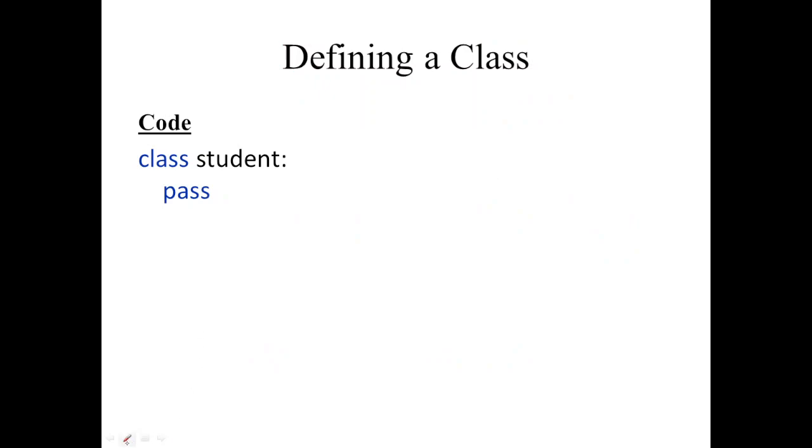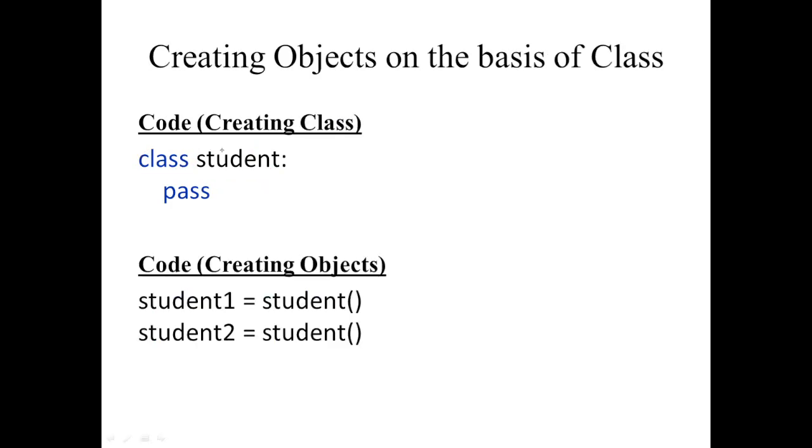So in this case we will first discuss how to define a class. A class is simply defined with the keyword class and a name such as student, or any other name can be used with this class. So this is the way to define a class. How do we create the objects? Whenever we define a class, we can create objects with it. Let's suppose we have created a class called student, then we can create objects like student 1 and student 2.